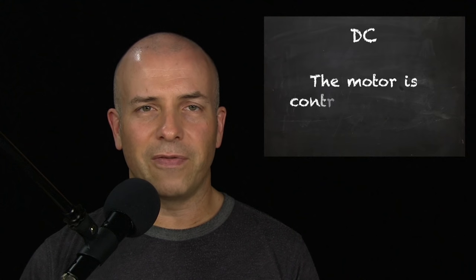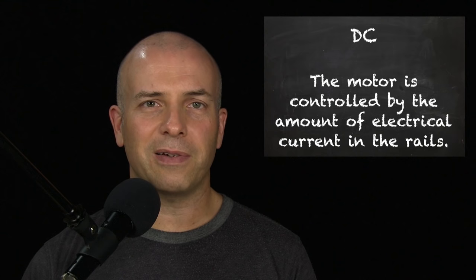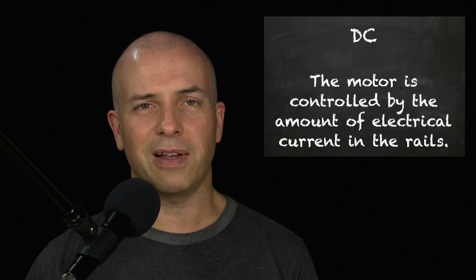They traditionally have been DC powered, which basically means you have voltage on the rails, and when there's more voltage, the trains go faster, and when there's less voltage, they slow down, and if you turn it off, they stop. And it's pretty simple. DCC stands for digital command control, and that's a little more sophisticated, and it lets you do a lot of things you can't do with DC. So we'll just talk about some of the differences and how it all works.